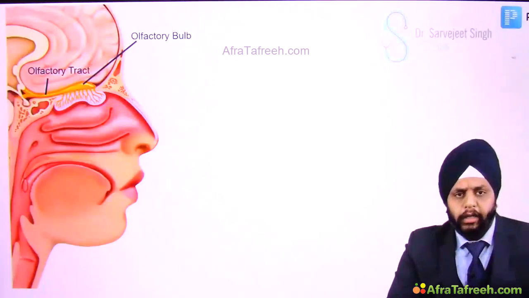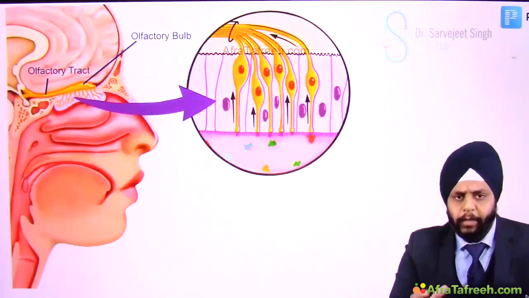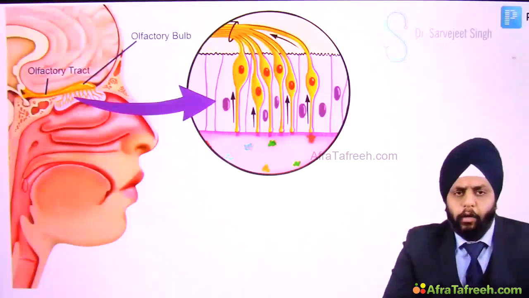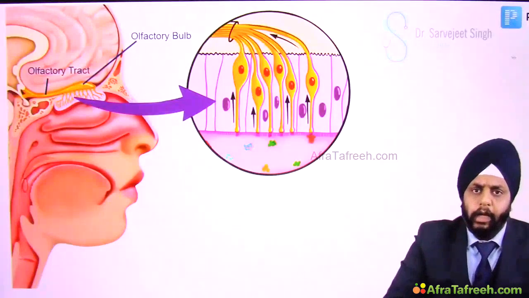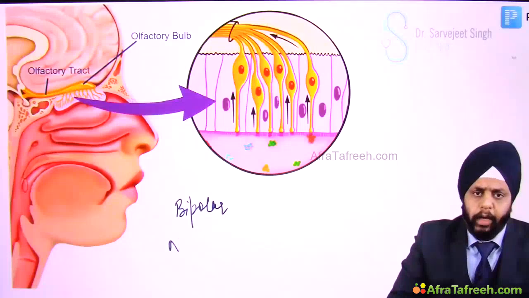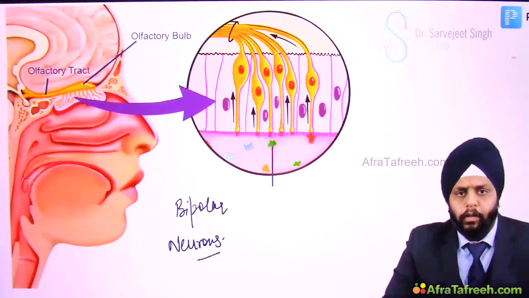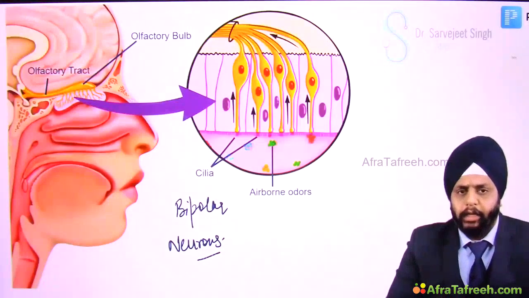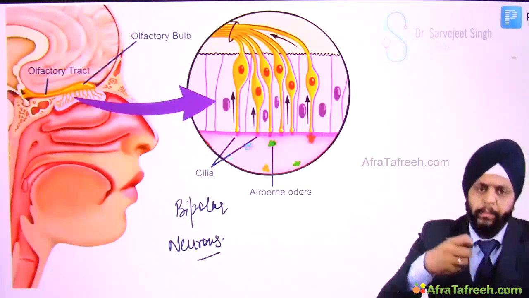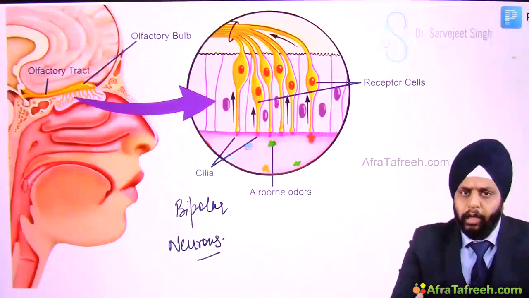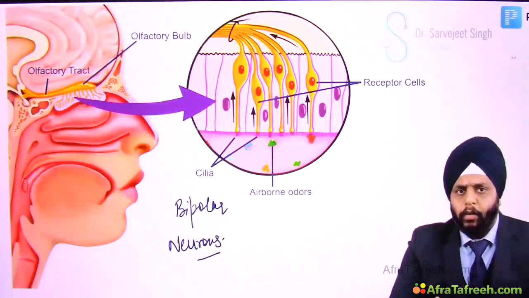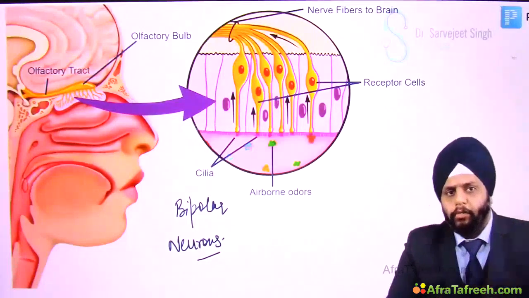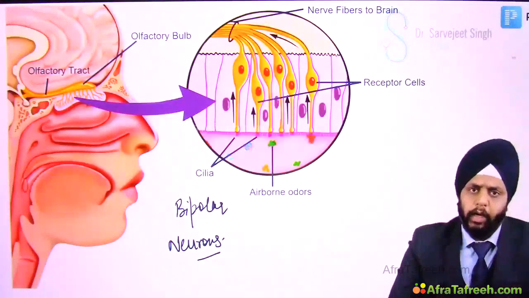Now, if you look at these olfactory nerve fibers in high magnification, you will see that these are bipolar neurons. Okay, so look at them. These are bipolar neurons, right? And these bipolar neurons have two ends. One end has the cilia, which is in the nasal cavity, and these cilia pick up the smell and give it to the nerve cells, which is the receptor cell, which transports it to the brain, to the olfactory bulb, and then through the olfactory tract to the brain.